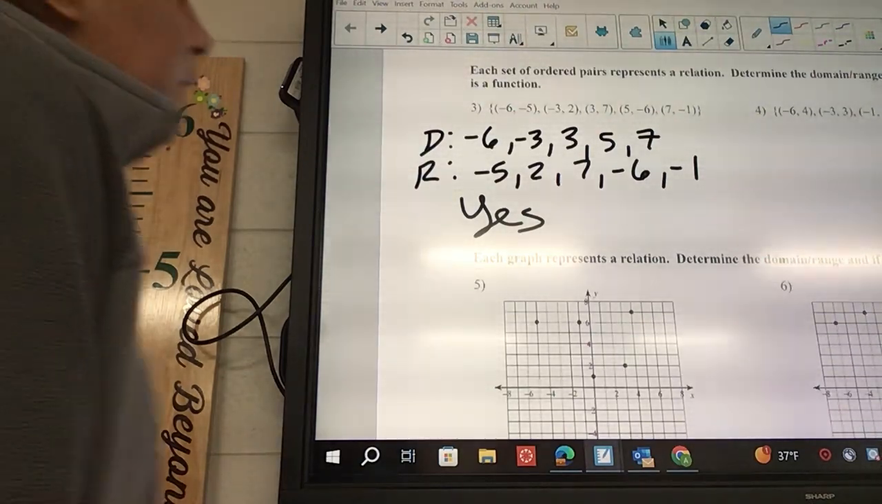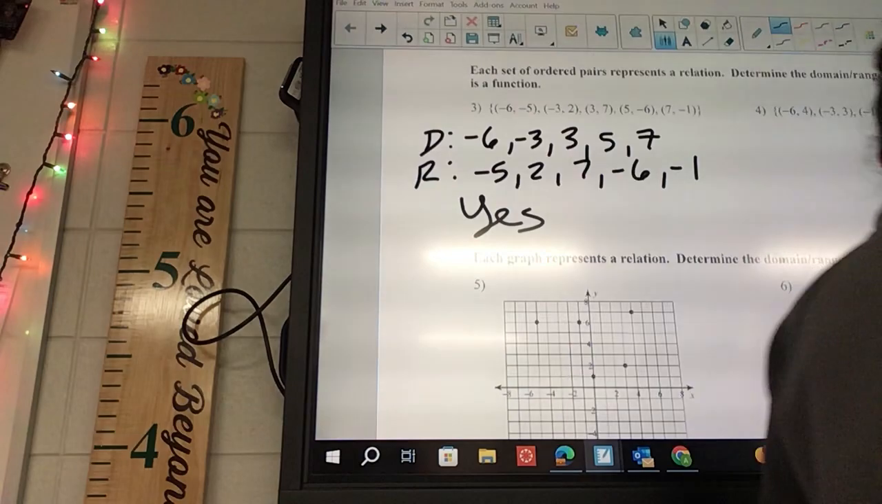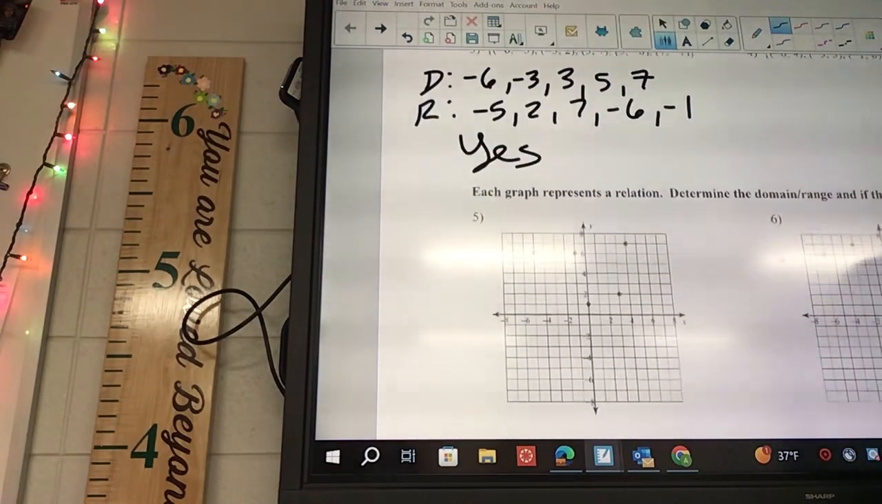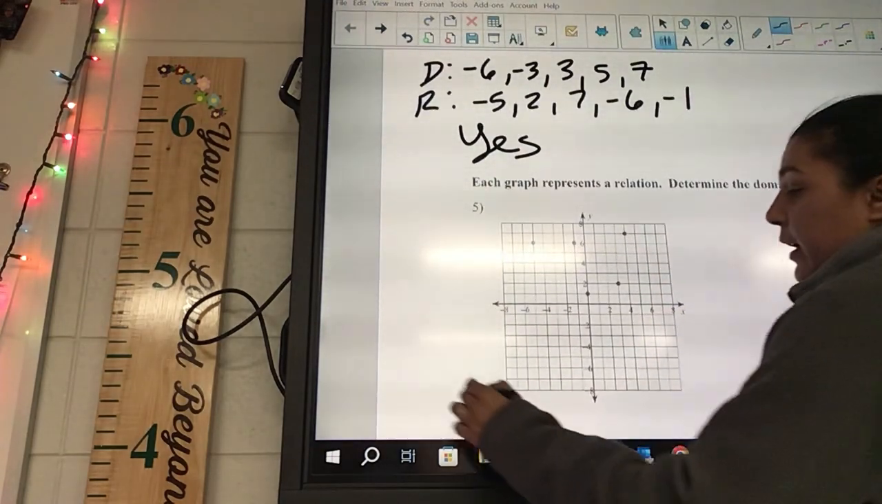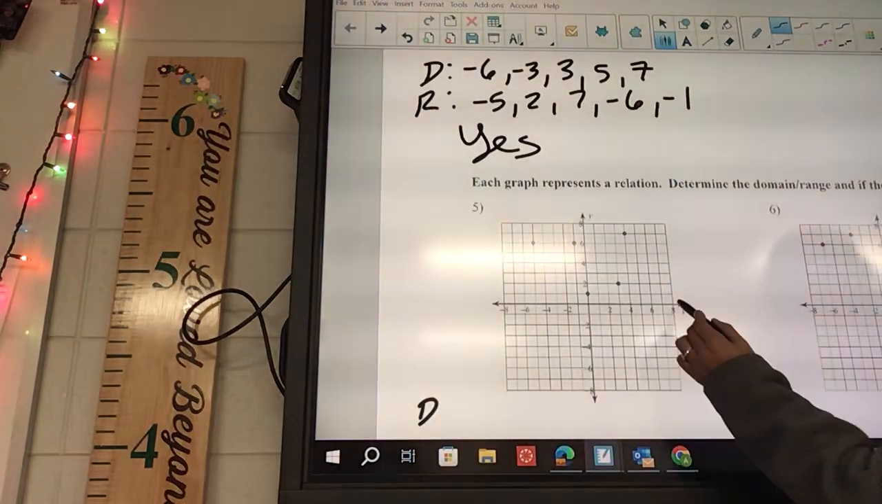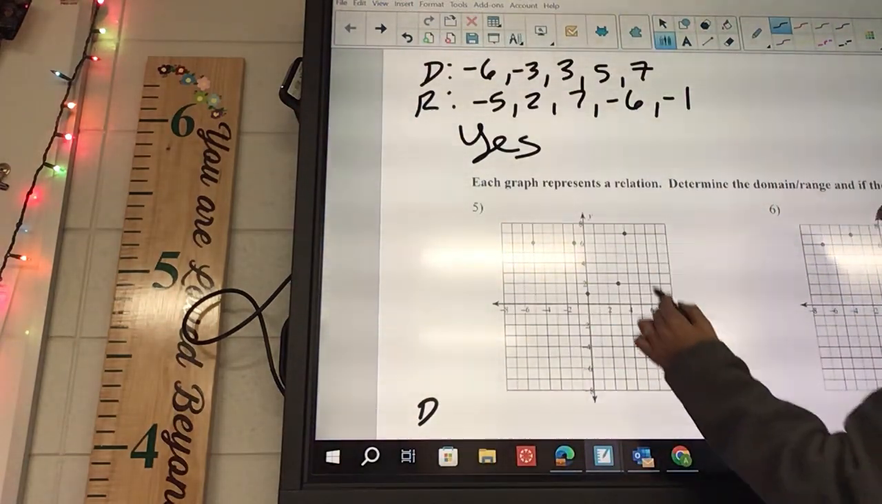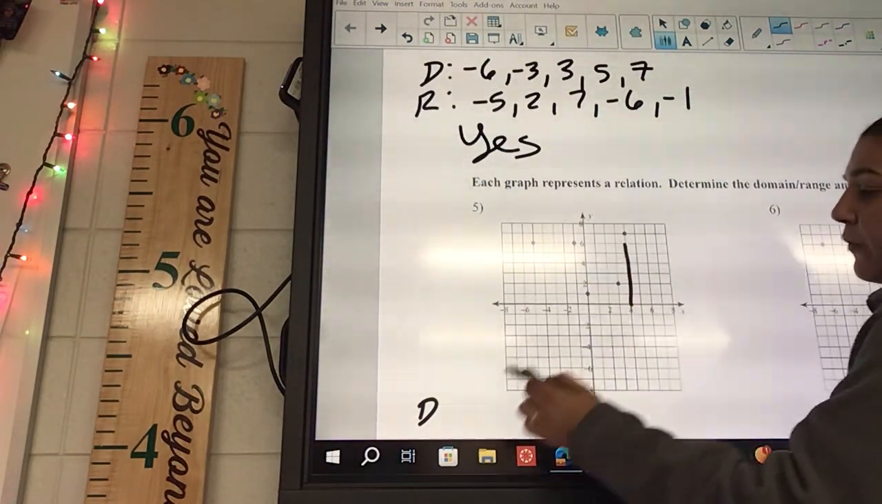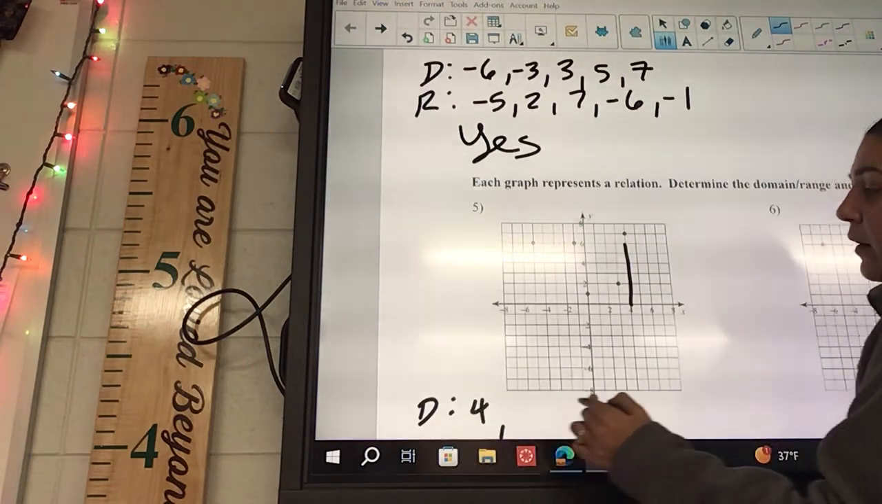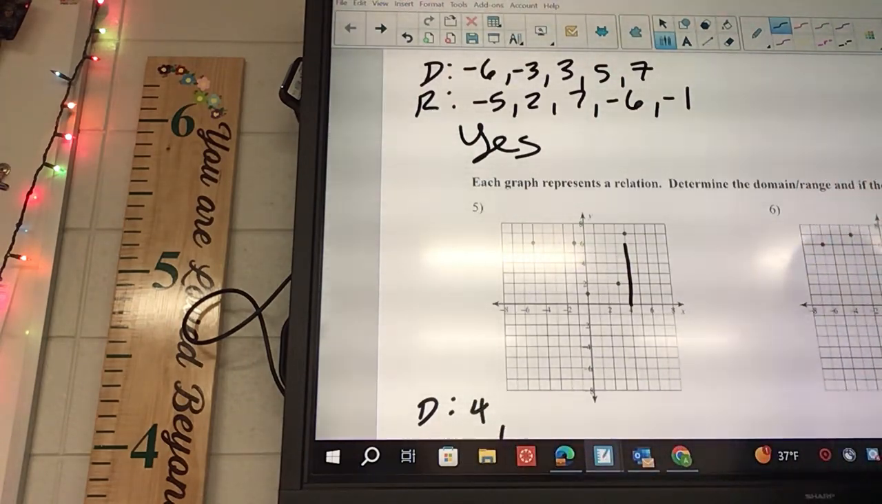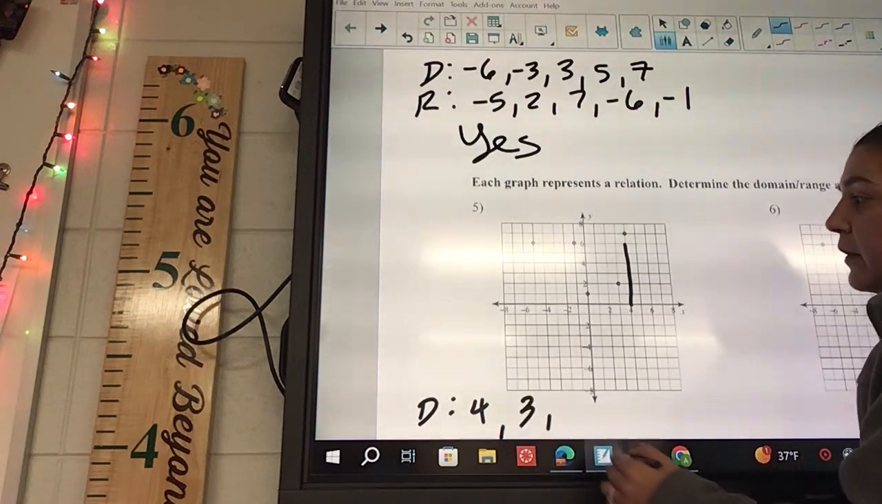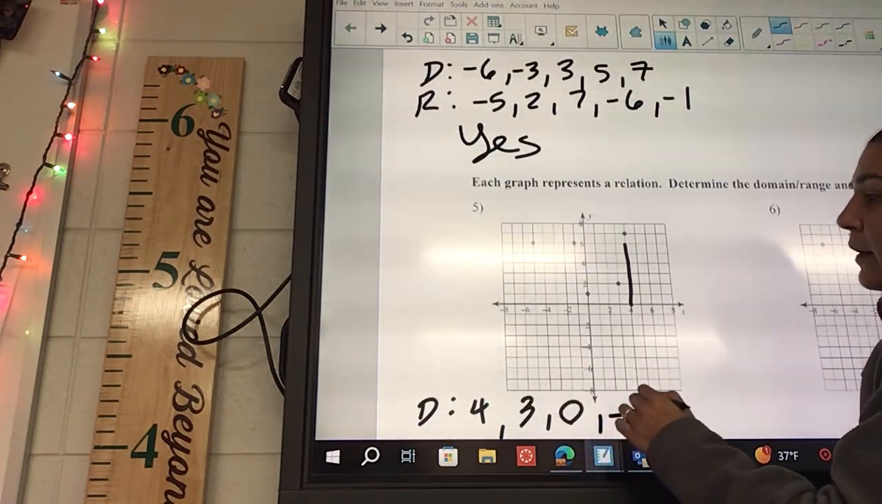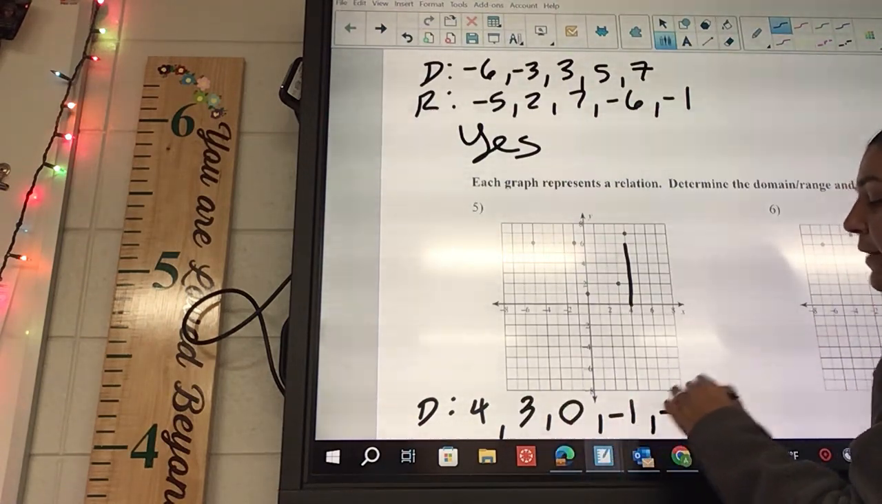Okay, the next one on the graph, determine the domain and range. So you go to the x line, and that'll tell you where the domain is at. We look up and down. There's none on the 8, none on the 7, 6. There is one on the 4. Where else is there some? 3, good. 0, -1, -5.